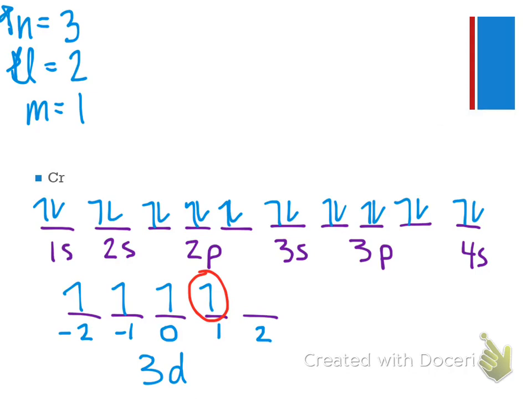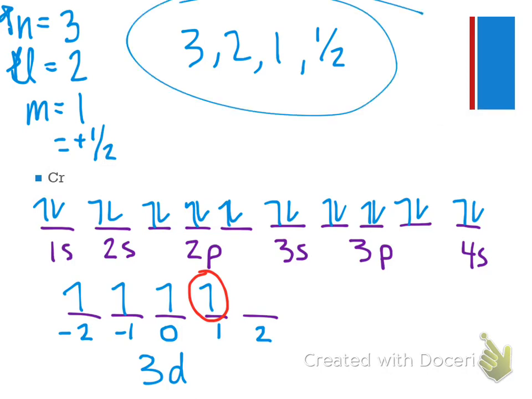And what's the spin value? +1/2. And that's just from the arrow. Yep. So there's our quantum numbers: 3, 2, 1, 1/2. Whew. That's your final answer right here. It's a lot of work.